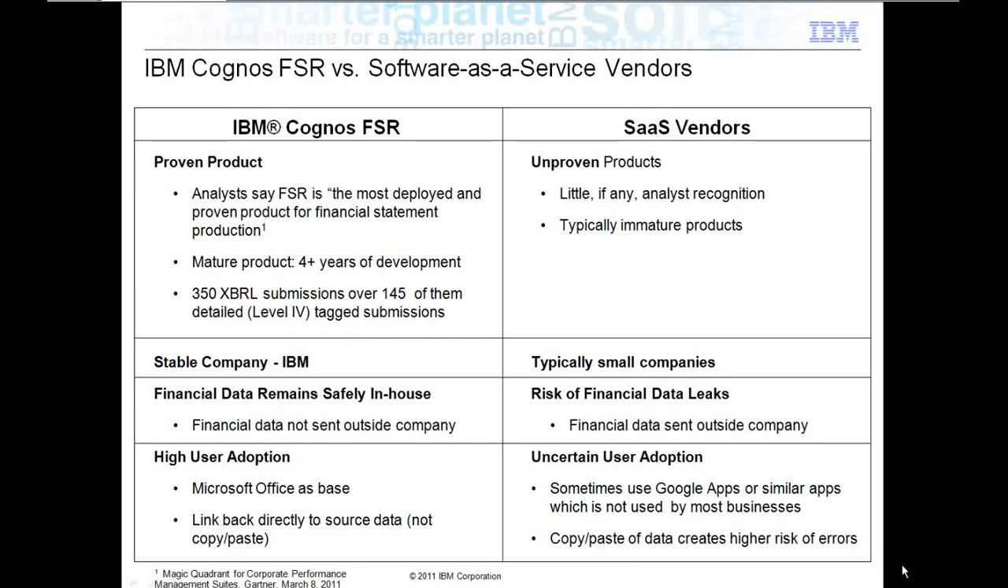User adoption is quite uncertain. Sometimes Google apps or similar apps are used, and these are not normally used by most businesses. So what does that do? That leads to a higher and longer learning curve for these applications. And copy and paste in itself of data creates higher risks of errors overall.